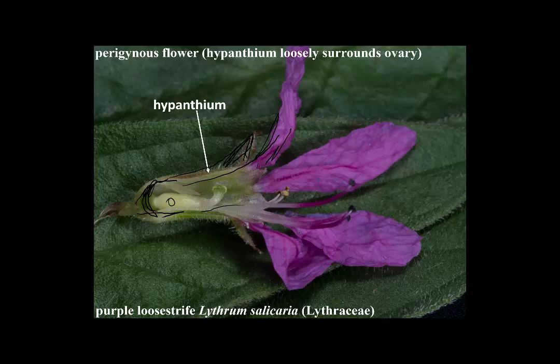This is the ovary, and the flower parts are actually attached below it, but they are fused together and they rise off of the flower right about here. I'm having fun drawing on this. Purple loosestrife.